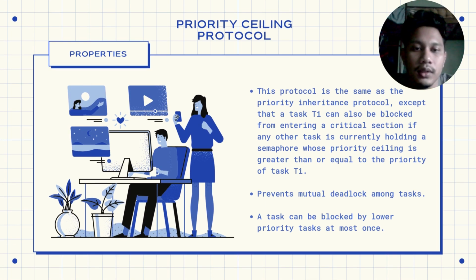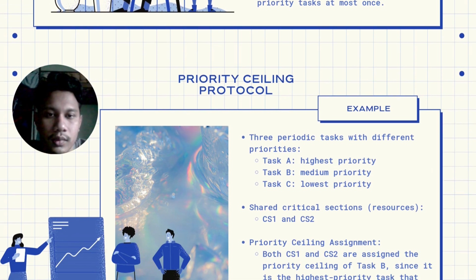Properties. This protocol is the same as the priority inheritance protocol, except that a task Ti can also be blocked from entering a critical section if any other task is currently holding a semaphore whose priority ceiling is greater than or equal to the priority of task Ti. It prevents mutual deadlock among tasks. A task can be blocked by lower priority tasks at most once.